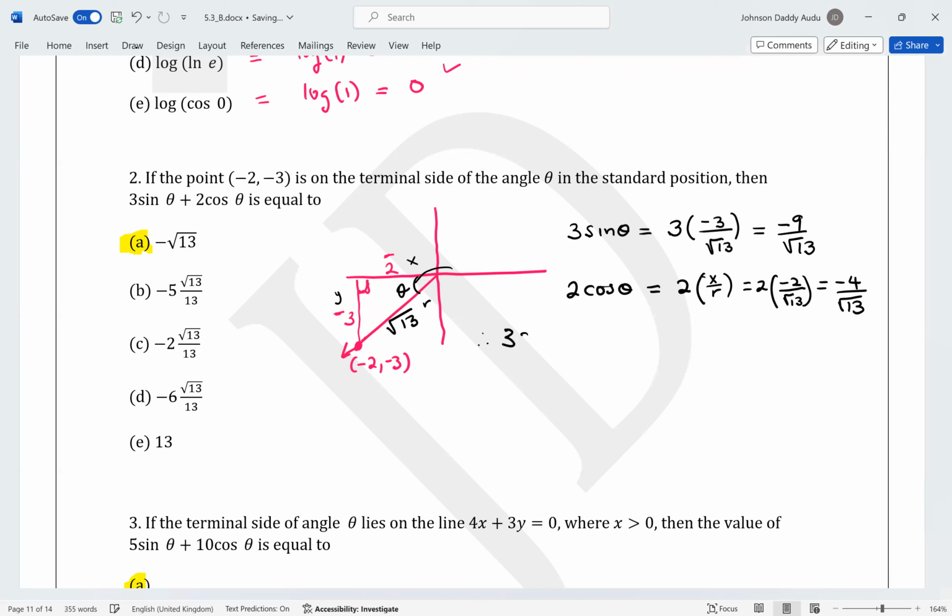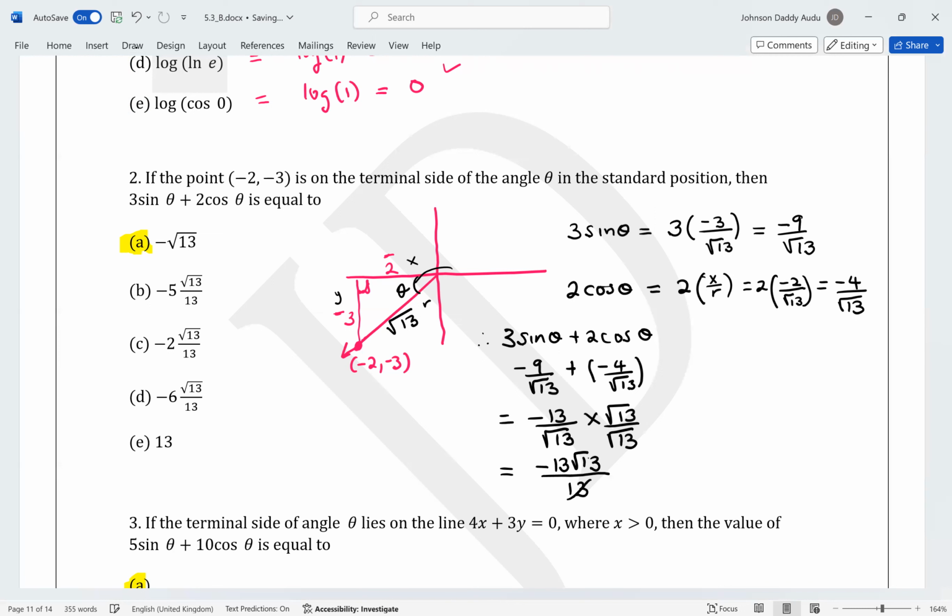So if we are looking for 3 sine theta plus 2 cosine theta, we already found it. 3 sine theta is -9 over root 13, plus 2 cosine theta, which is -4 over root 13. This should give us -13 over root of 13. So we can multiply by root 13 for rationalizing, and this will give us -13 root 13 over 13. The 13s cancel, and we'll just have minus root of 13.